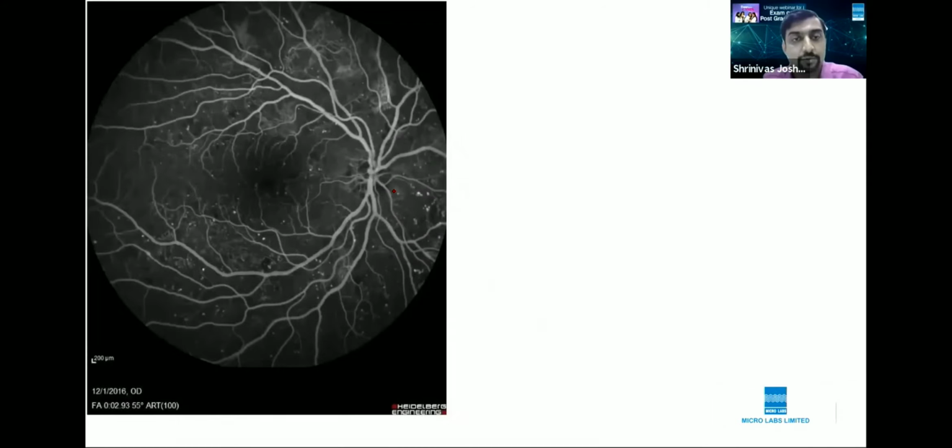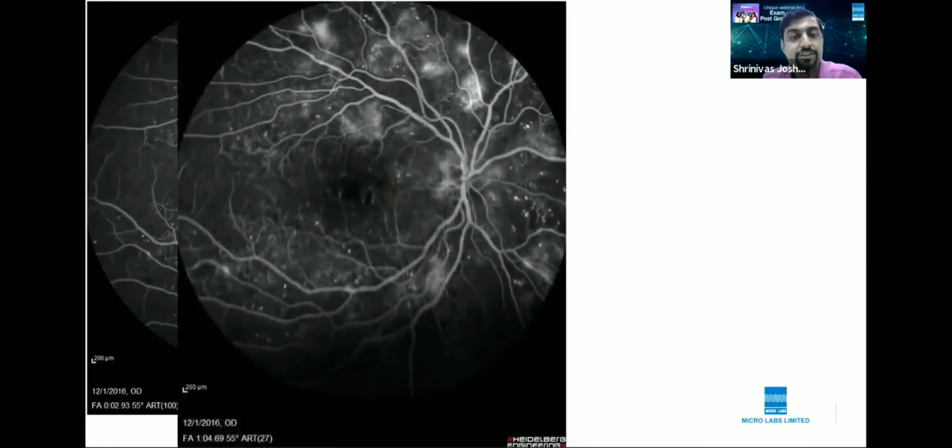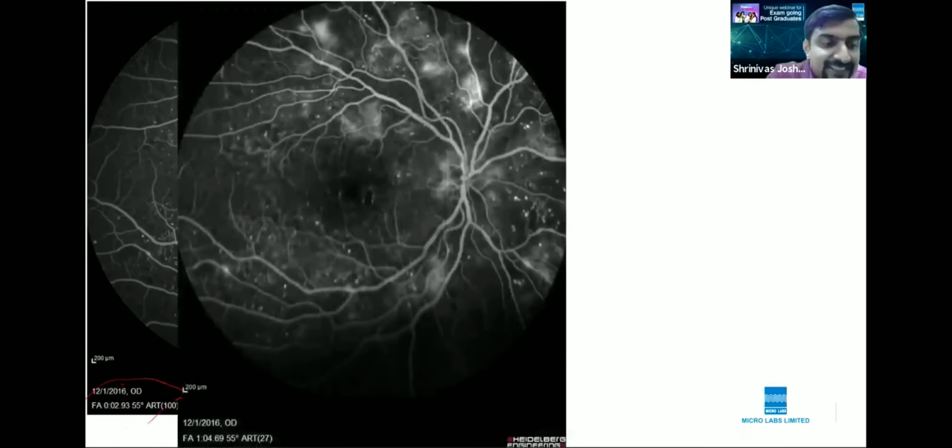Now coming to the next. So what is this picture? See here, I'm giving you a sequential frame. So this is the first frame. And in case you are tensed, if you do not know which phase of the angiogram it is, there is always a clue given here. Please see this. In the end of this, FA 0.02, FA 1.04.